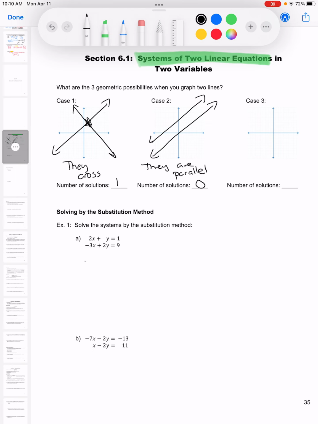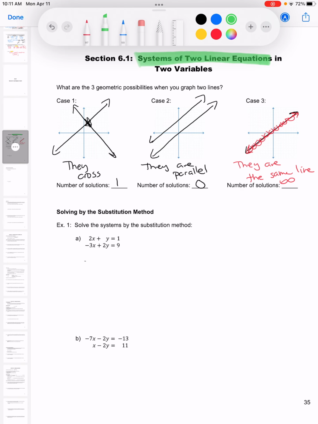The third case, which might be more difficult to think about, is when they're actually on top of each other. So they're the same line. I drew them with different colors, but this is when they are really the same line. And when this happens, we technically have infinity solutions because they actually cross at every single point. Every point is the answer. So there are going to be infinity solutions for these.